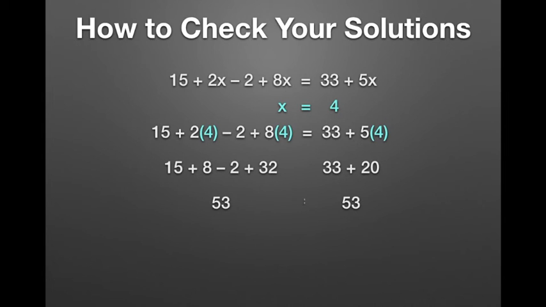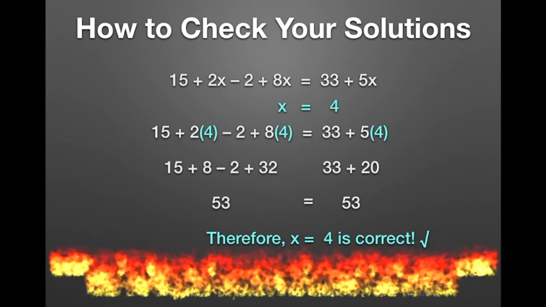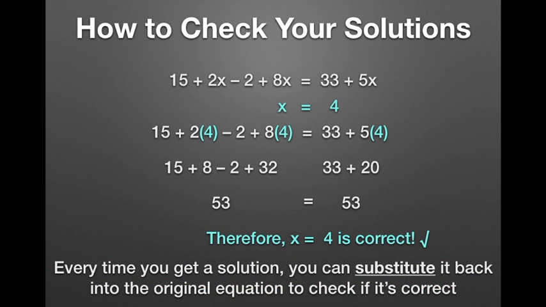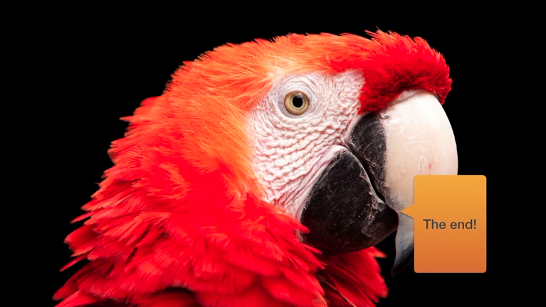Well, if our two sides are equal, then that means x equals 4 is the solution. It is correct. So remember, every time you get a solution, you can substitute it back into the original equation to check if it's correct. You could do that every time. So you'll never be wrong. The end. If you didn't understand something, just rewind and play again.